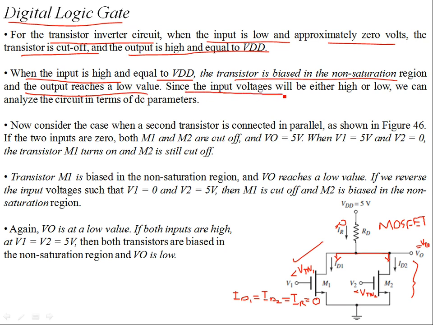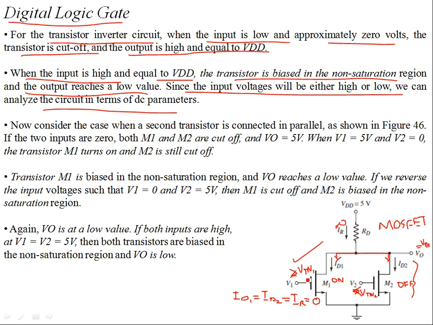Now, since the input voltage will either be high or low, we can analyze the circuit in terms of DC parameters. So if you have V1 greater than VTN, let's consider a situation. Let's keep V2 less than VTN, so let's keep M2 in cutoff. Right now M2 is off. Let's apply an input such that M2 is off, but M1 is on. In order to turn M1 on, V1, the gate voltage of M1, should be higher than the threshold voltage.